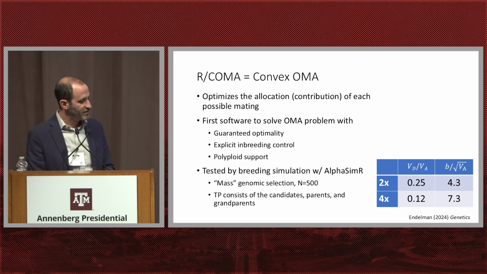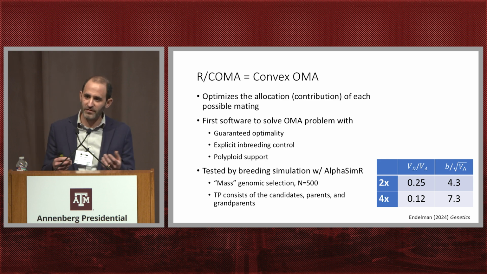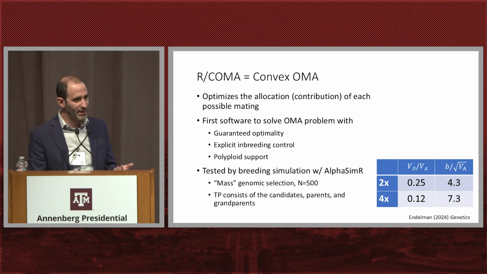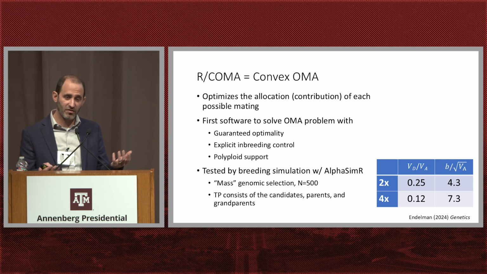The software that does this I've called COMA, which stands for convex OMA, or convex optimum mate allocation. Instead of trying to optimize the contribution of every parent, it optimizes the contribution of every possible mating, which means you have kind of exploded the number of unknowns, right? If you have n parents, maybe you have a selection pool of 300 possible parents you're trying to pick from. Well, there's on the order of 300 squared divided by 2 possible matings, which is a lot more, and that's the number of decision variables that this software can solve.